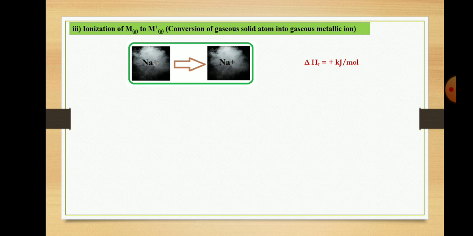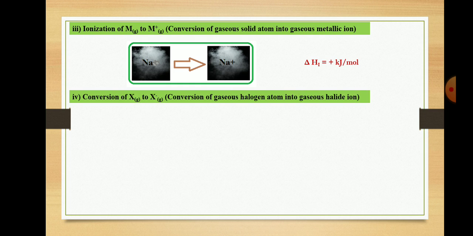That is again we just say that delta Hi is the ionization energy, which is nothing but plus kilojoule per mole, which again indicates, plus sign indicates energy is required. So in this step the sodium atom in gaseous state is converted to sodium plus in gaseous state.